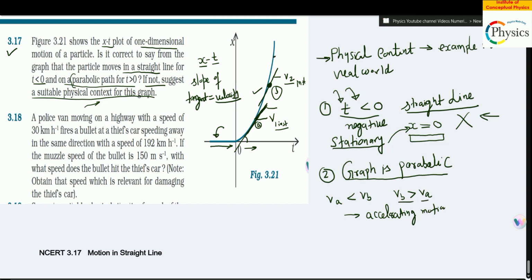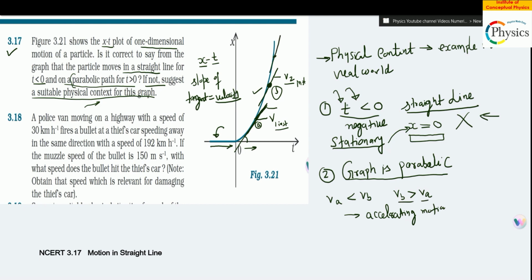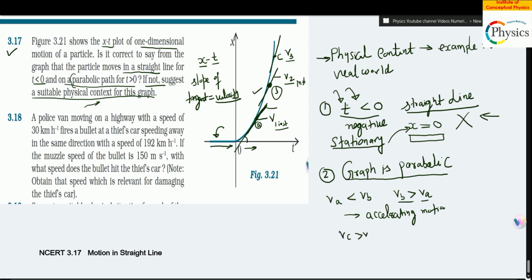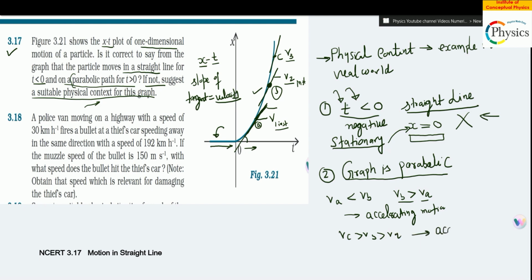And if you go further up like this, what is happening? You have another point C, the velocity here, which is V3 instantaneous, is still higher. So VC is higher than VB, which is higher than VA. So this body is in accelerating mode. It is accelerating, right? Because the velocity is increasing per unit time. You can see from the slope, the instantaneous velocity is increasing. It is lowest here, then higher, and then the highest here. I've just taken 3 points. It shows you that this is a case of accelerated motion.